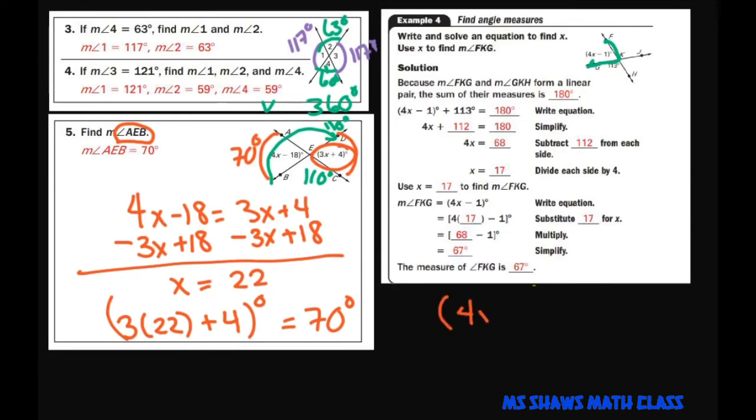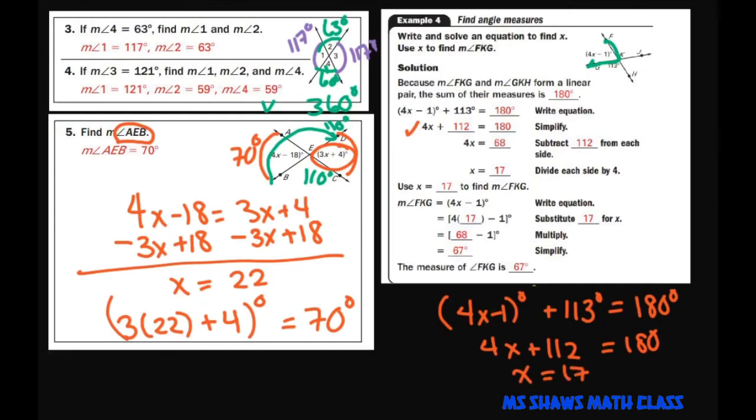So we have 4x minus 1 degrees plus 113 degrees equals 180 degrees. And then they actually did it. We simplify, and you're going to have 4x plus 112. Subtract from both sides, and you get x is 17. Basically, I just subtracted 112 from both sides. All right. And then use the 17 just to plug it back in like we did here.